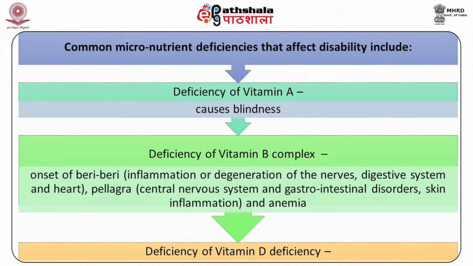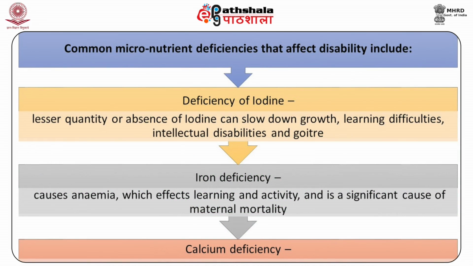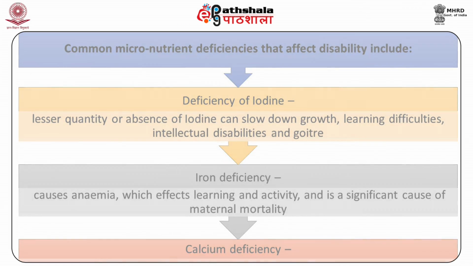Common micronutrient deficiencies that affect disability include deficiency of vitamin A, which causes blindness, deficiency of vitamin B, which causes beriberi, and also pellagra and other skin disorders, anemia. Similarly, deficiency of vitamin D causes rickets. Deficiency of iodine is related to slowing down of growth, learning difficulties, intellectual disabilities and goiter. Iron deficiency causes anemia, which affects learning and activity and is a significant cause of maternal mortality. Calcium deficiency causes osteoporosis in old age and it is very common.